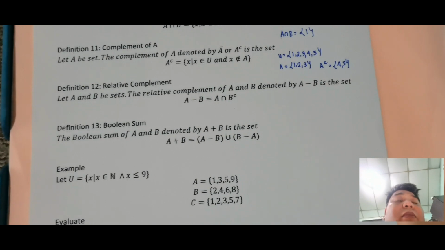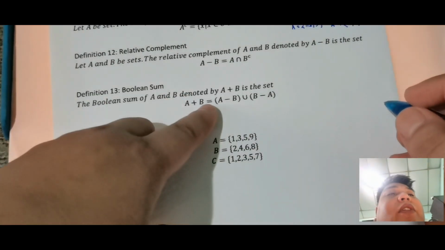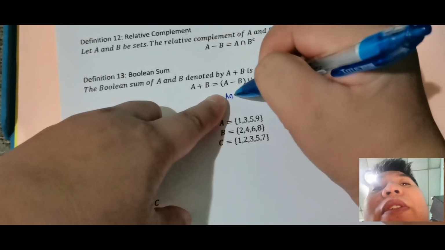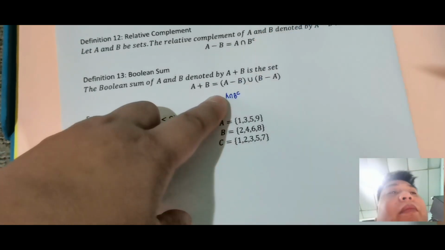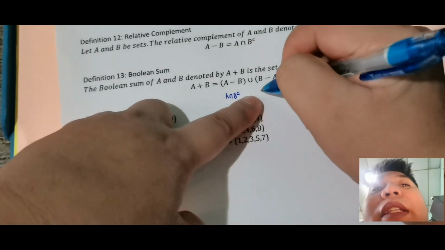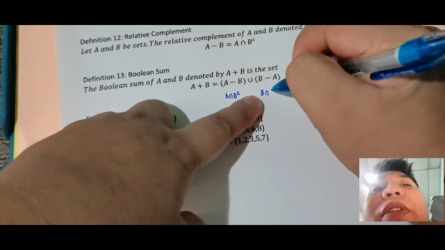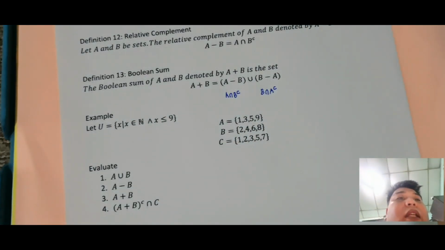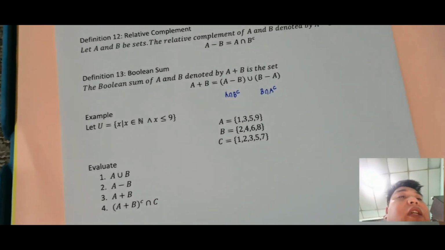Kung napapansin mo, sir, magkaiba po ba si A minus B sa B minus A? Actually magkaiba yan. Check ko lang ha. A minus B, by relative complement, is A intersection B complement. Then B minus A is B intersection A complement. Structurally, magkaiba talaga yan. Ang ginagawa sa isa, yung A, i-intersect ko sa B complement. Ang ginagawa naman sa iba, si B, i-intersect ko sa A complement. So, literal, magkaiba yung sagot niyan.